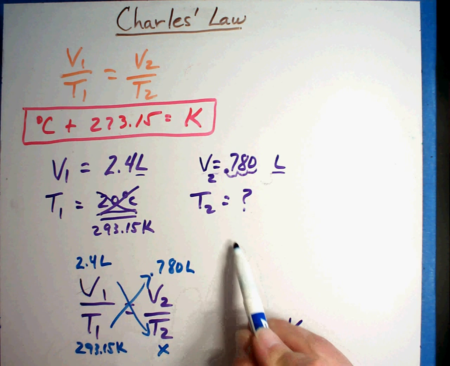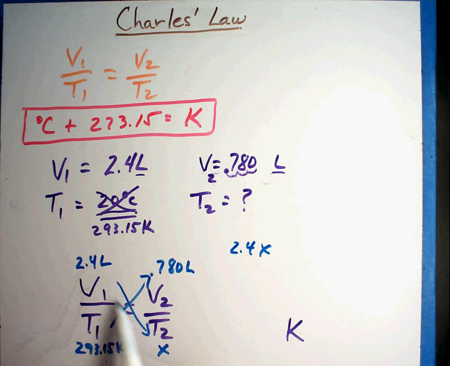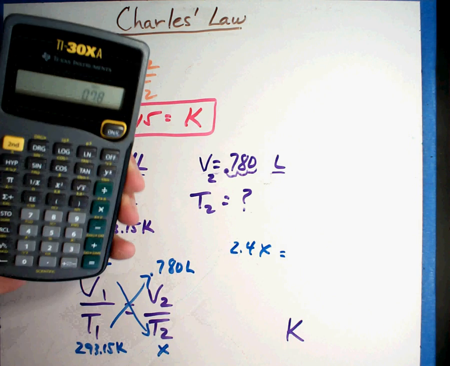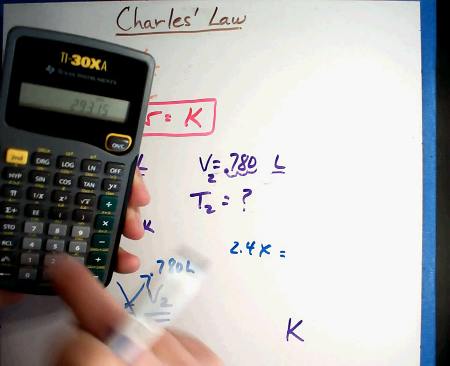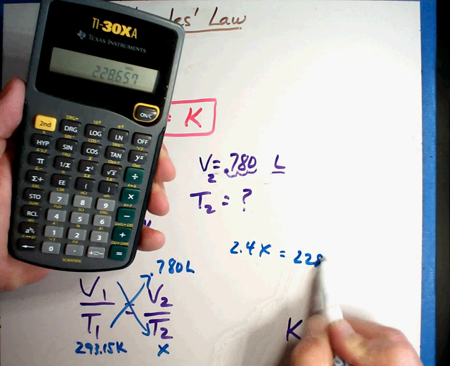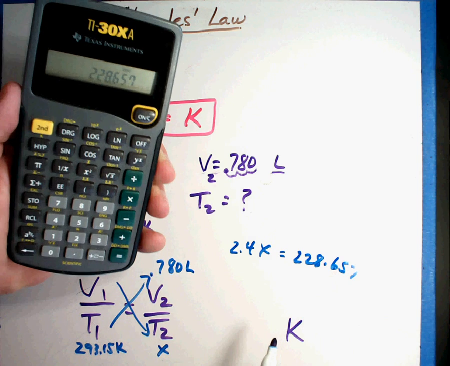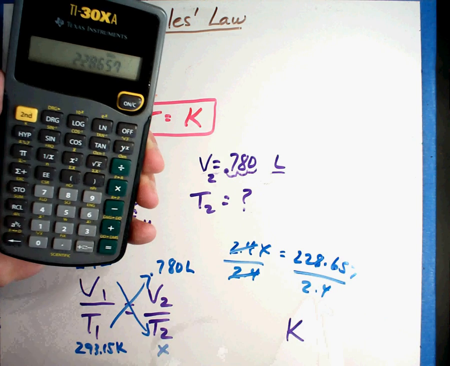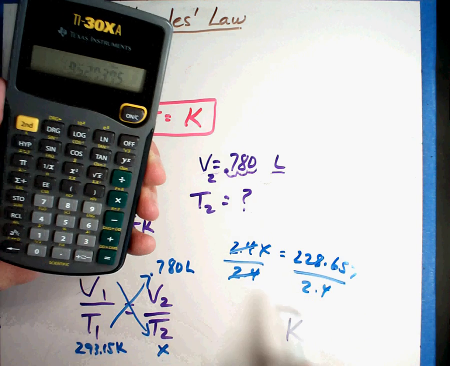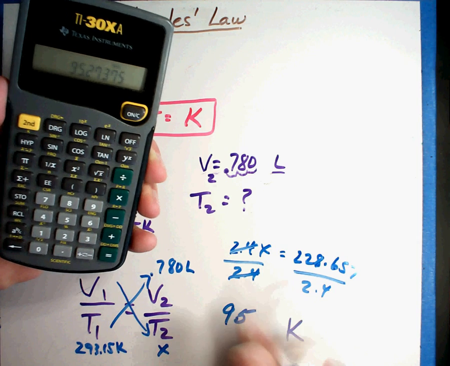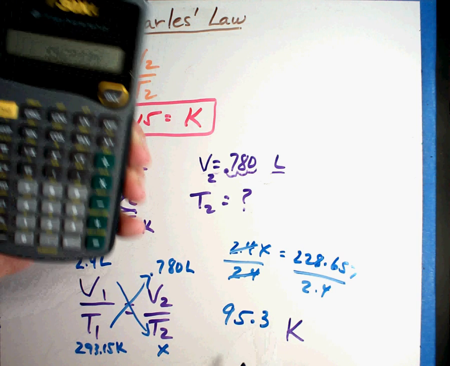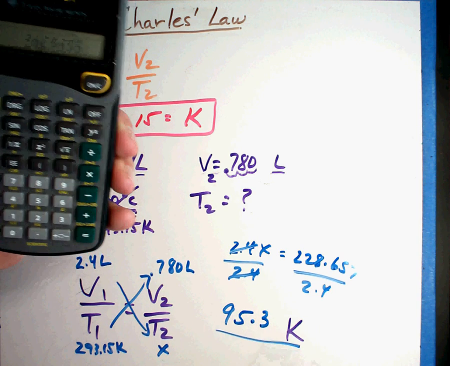So I see that it is 2.4 times X. That's this one and this one. Equals, grab my calculator, 0.780 times 293.15. That number is 228.657. Now you'll notice I didn't round because I'm not done with it. I'm going to divide by 2.4. And when I divide by 2.4, my answer comes out 95. So I wrote that wrong. 95.3 Kelvin. And that would be a great answer on a worksheet.